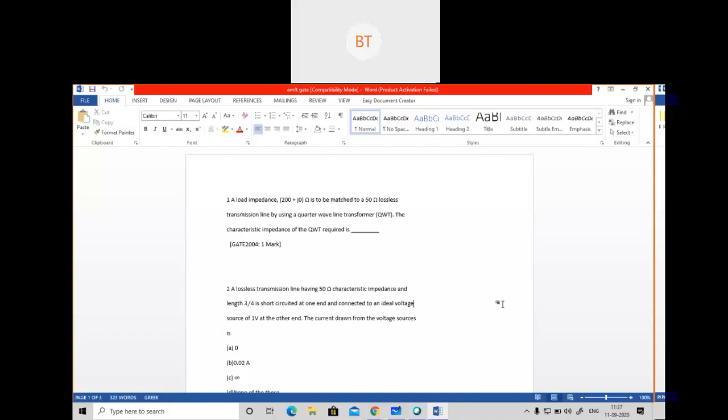In one line, this problem can be solved. I'm telling you, in one line we can solve this problem by using a formula. Amisha, which formula we can use here? Please tell. The Z0 squared equals Zin times ZL.